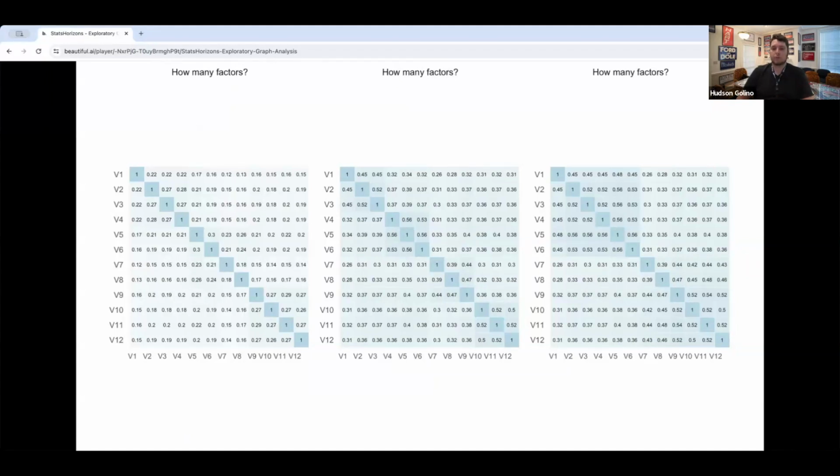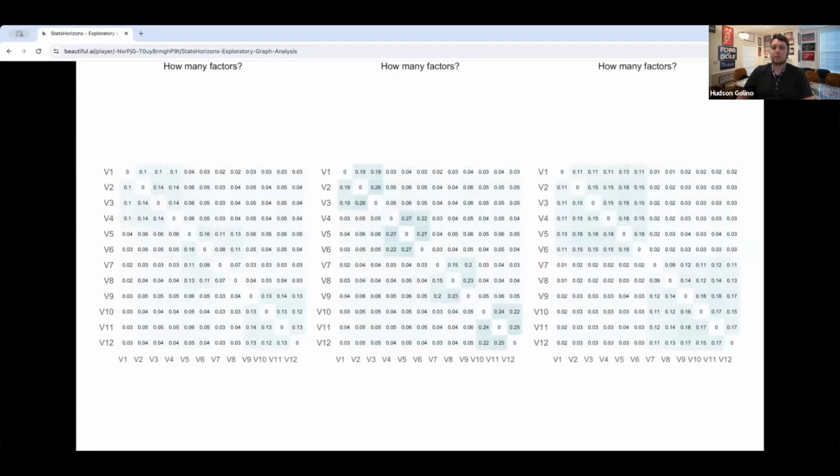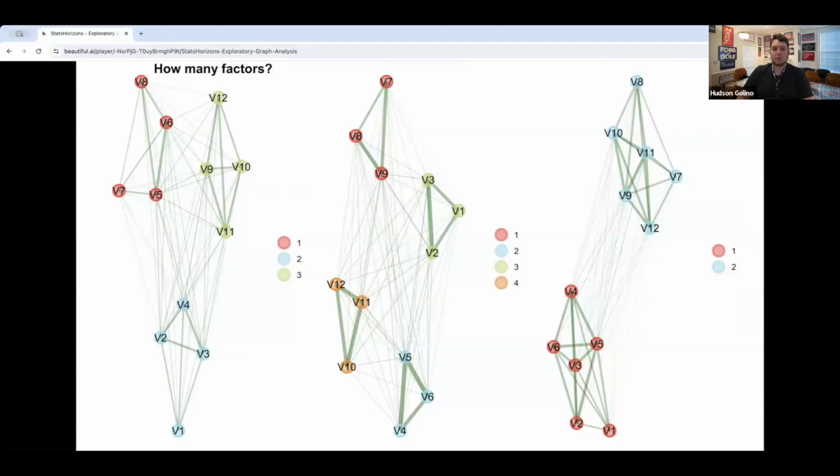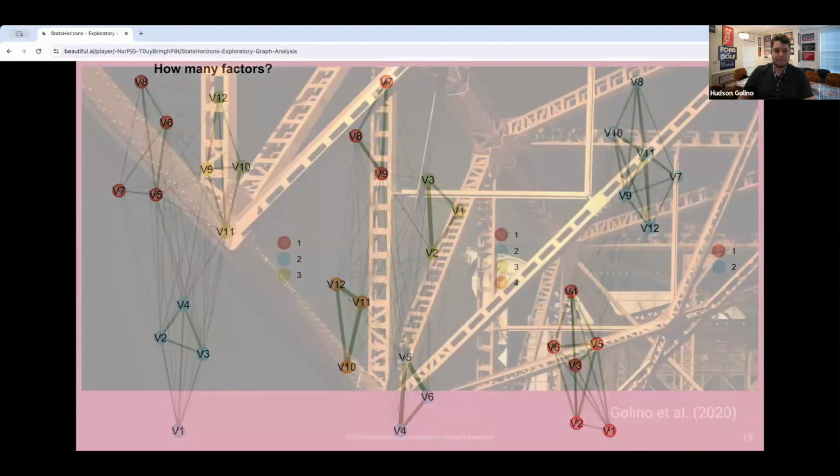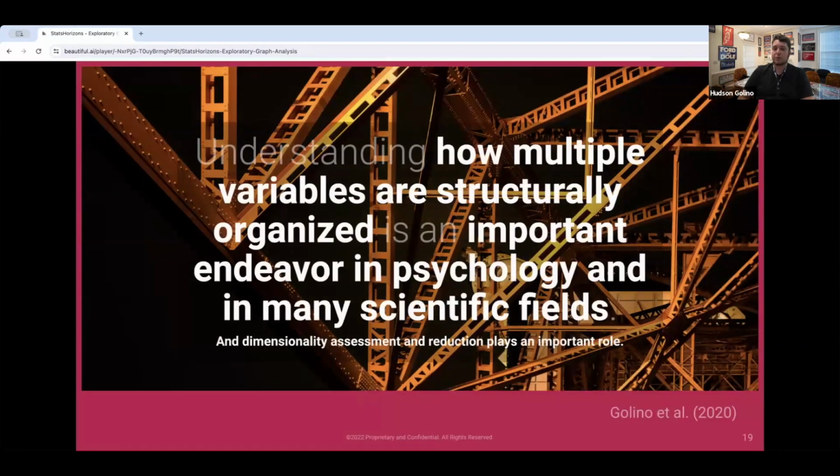So we went from a very complex and complicated problem, just looking at the zero order traditional Pearson correlation matrix. We improved a little bit when we had these partial correlations, but then when we go to the network structure, it is much easier, right, to see and to visualize these factors. So understanding how multiple variables are structurally organized is an important endeavor in psychology and many scientific fields. And as you all know, dimensionality assessment and reduction plays an important role.